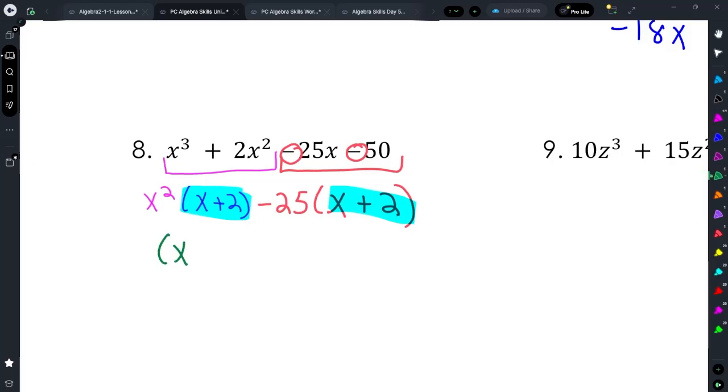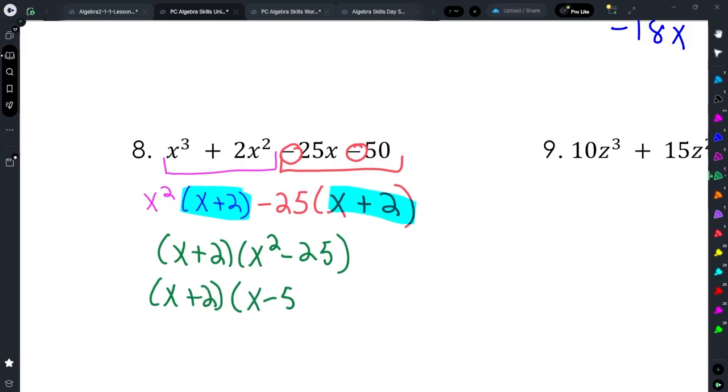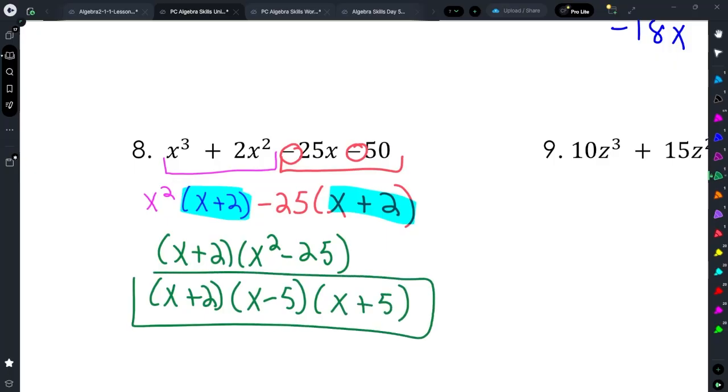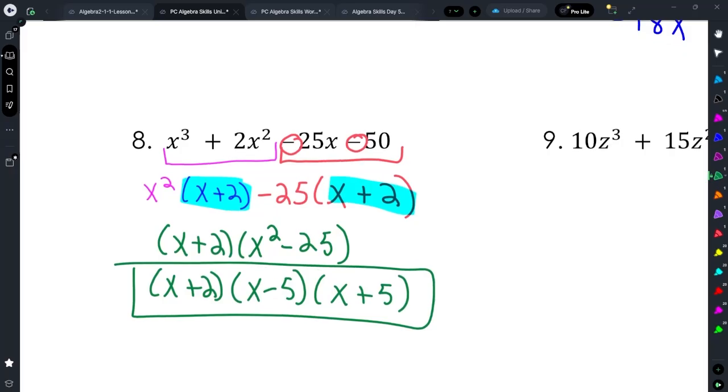So this becomes x plus 2 times x squared minus 25, and then we can factor x squared minus 25 to x plus 5 and x minus 5, and that's our completely factored form.